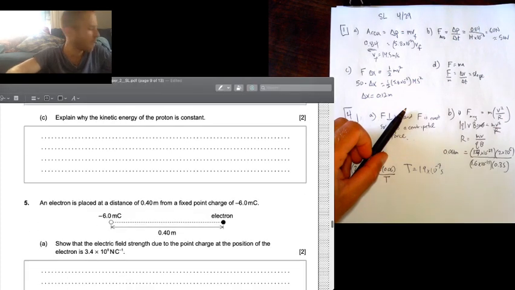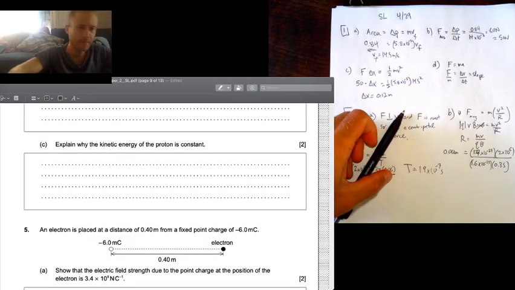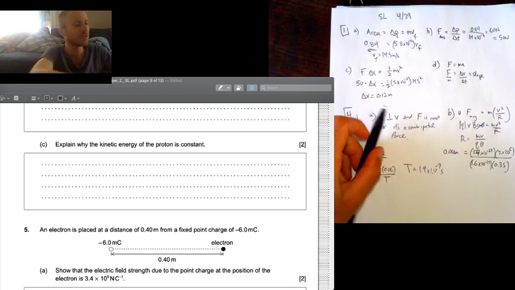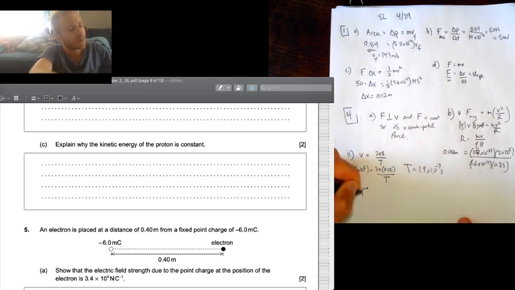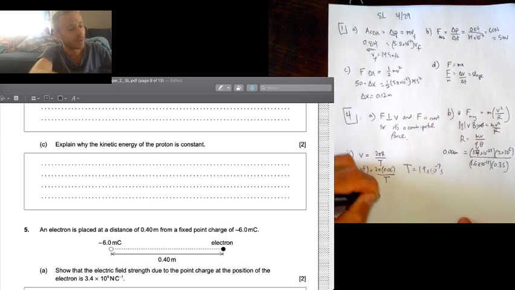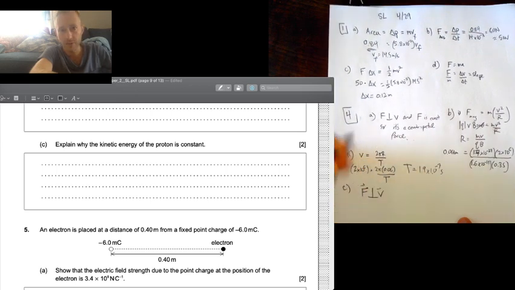Part C says, explain why the kinetic energy of the proton is constant. So we can say that, as I said earlier, the force is perpendicular to the velocity.